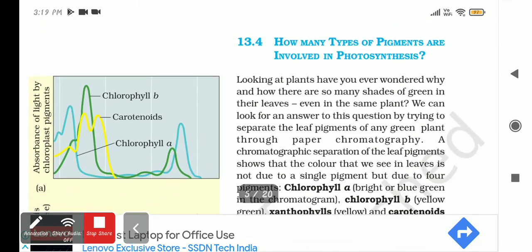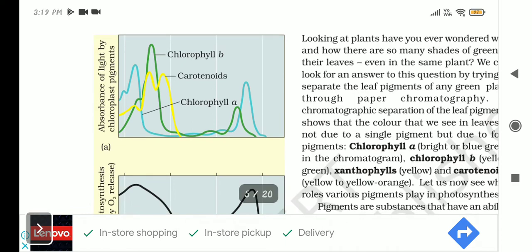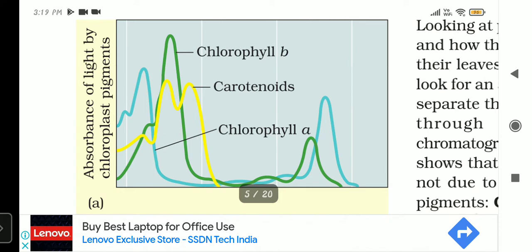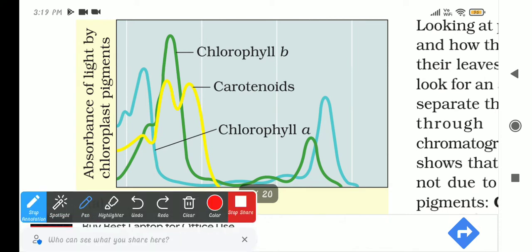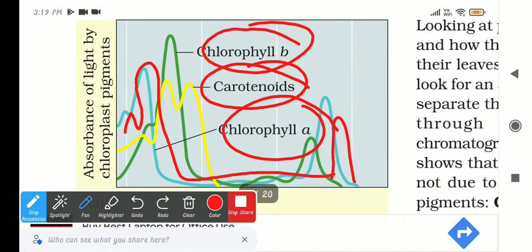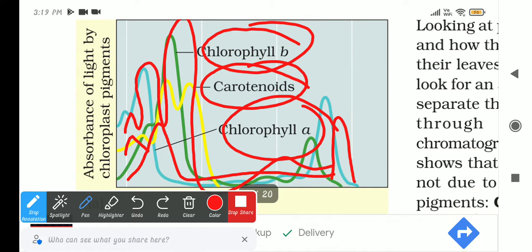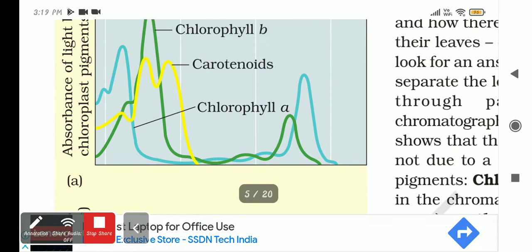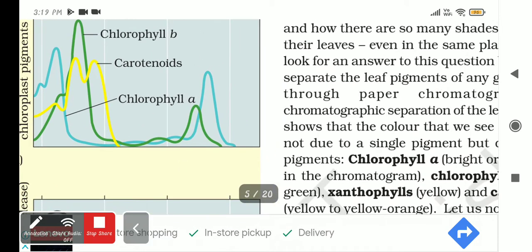Now let's talk about this. How many types of pigments are involved in photosynthesis? Let's first discuss this. Okay, what is it saying? This is chlorophyll A, B. This is carotenoids. This is chlorophyll A, going like this. Chlorophyll B is going like this. Carotenoids are going like this. So what is it trying to say? It is trying to show the absorption of light by the pigments.